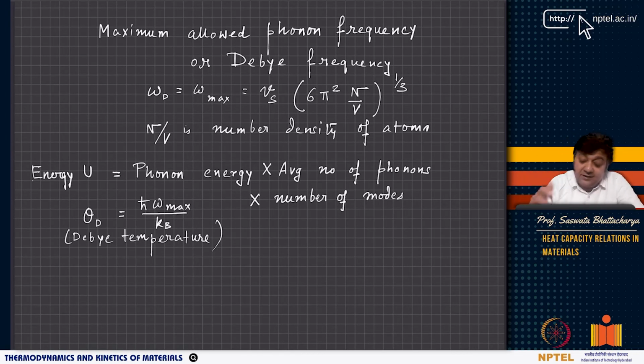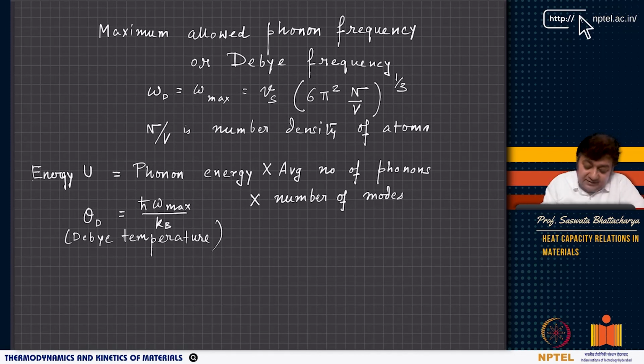Now, if you look at the Debye frequency, this is the maximum allowed phonon frequency in a lattice, in a solid, and that is given by omega D, which is related to Vs, and it is also related to the number density of atoms. N is the number of atoms, V is the volume, so N by V is the number density, and there is a 6 pi squared to the power 1/3.